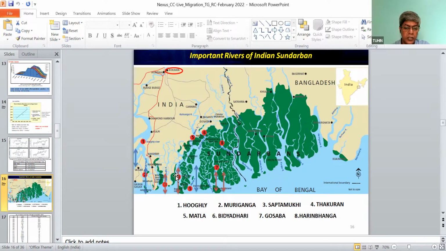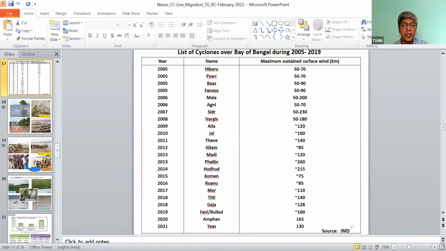So the change in salinity and the change in the pattern of the vegetation is gradually going on, but that is being unnoticed, because there is no such detailed research on this topic. So we need to be concerned about all these things.